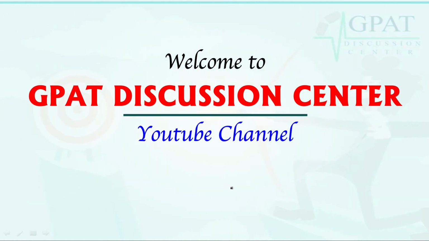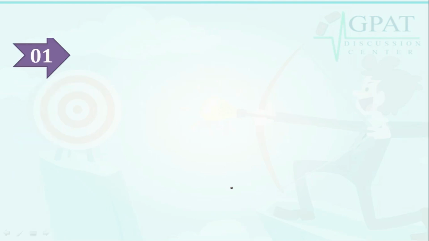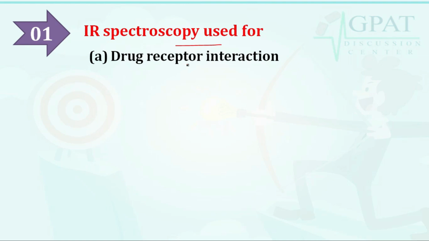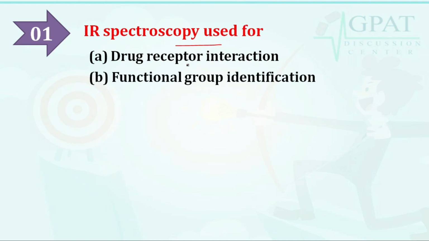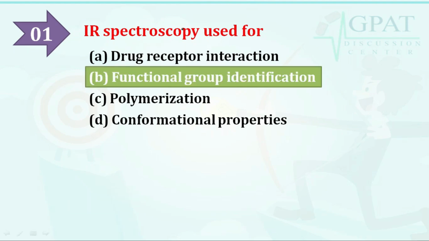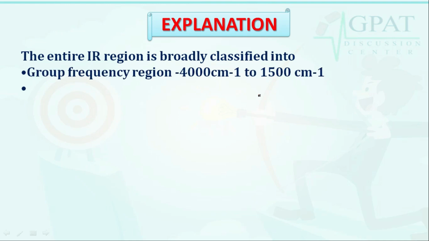So today in this video we are going to cover some questions which are very important for your railway pharmacist exam. Here we have the first question: IR spectroscopy is used for, and the options are: option A is drug receptor interaction, option B is functional group identification, option C is polymerization, option D is conformational properties. The correct answer is functional group identification. So let's discuss with the help of the explanation.